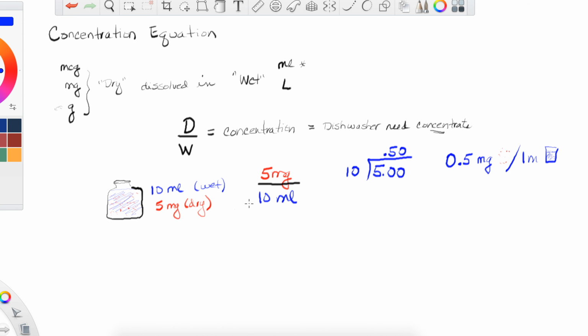All right, so again, the dry dose divided by the wet volume equals the concentration, so it'll be the number of milligrams or fractions thereof in the number of milliliters that it's dissolved in.